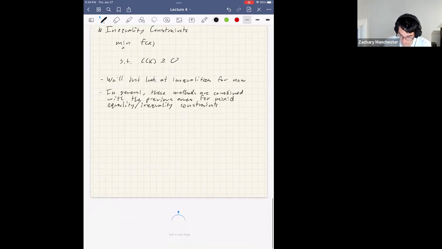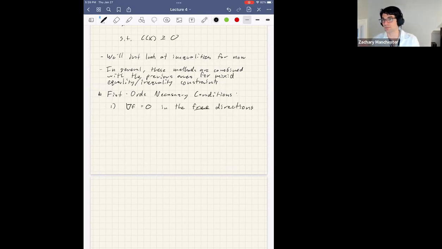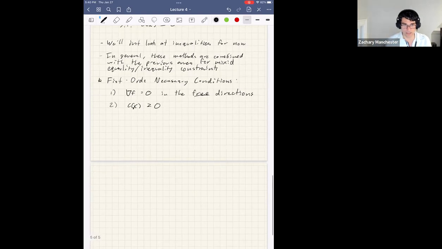So now we're going to talk about, similarly, first order necessary conditions for these. The intuition is super similar, but the math looks quite a bit different. Same deal as last time: we have grad f equals 0 in the free directions. So in any direction you can feasibly move, the gradient has to be 0. But if you're up against a constraint where you can't move in that direction anymore, then you can have a non-zero gradient in that direction. And then second, c of x has to be greater than or equal to 0 instead of equal like before.